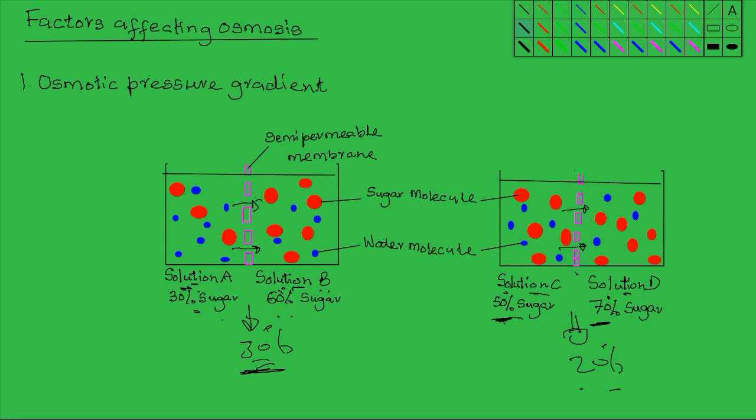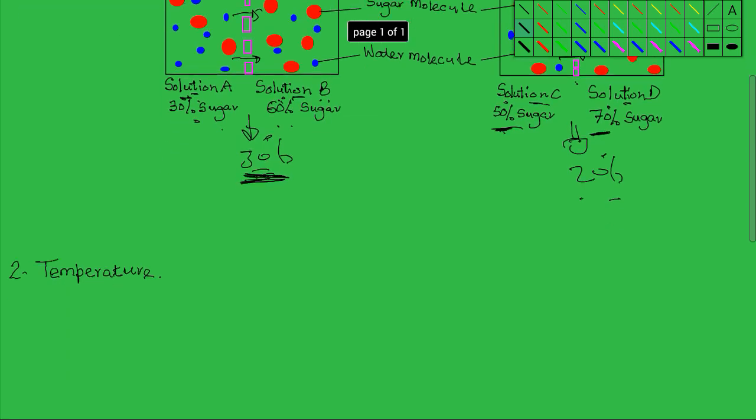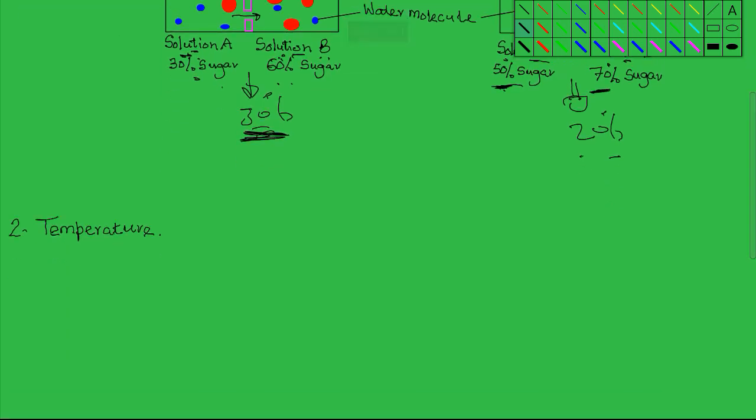The higher the temperature, up to a certain point, the faster the rate of osmosis. Now why is this? It's because high temperatures tend to increase the kinetic energy of water molecules, so they move at a faster rate, thereby bringing about a faster rate of osmosis. But an increase in temperature will only have a positive effect up to a certain point.